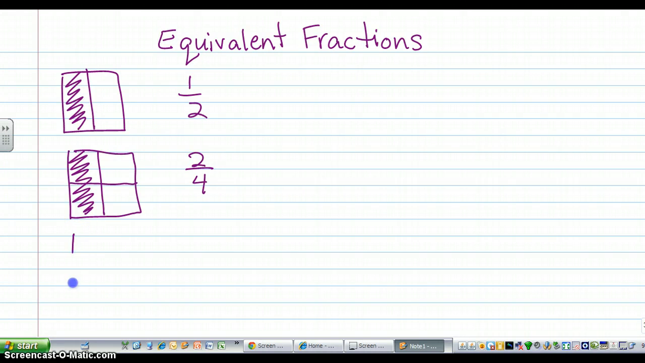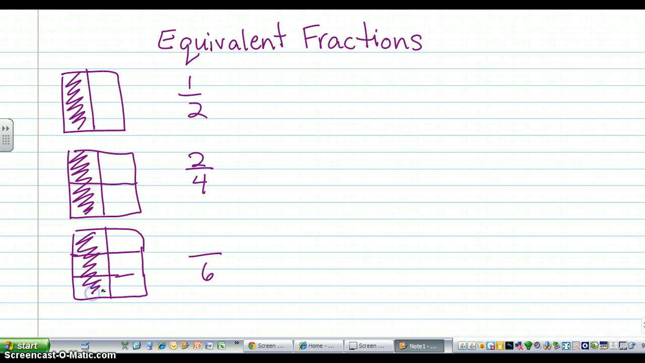Interesting, huh? What if I take that same box, but this time, well, that's not a very good line, is it? Let's make it look a little better. Okay. Now, I've made 6 little sections. And I'm going to shade the same amount as before, but this time it's 1, 2, 3 sixths. Those are all equal fractions. They're showing the same amount. 1/2, 2 fourths, 3 sixths. They are all equal. They're saying the same thing. They're called equivalent fractions.